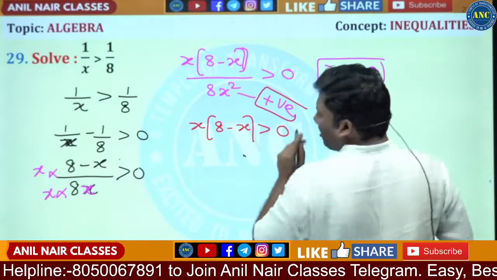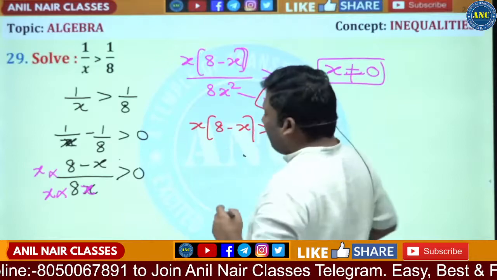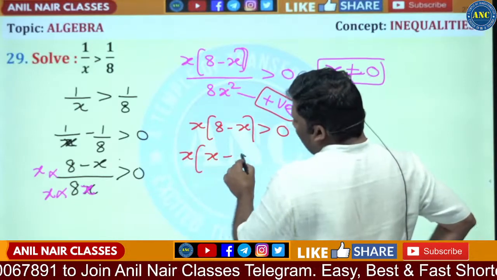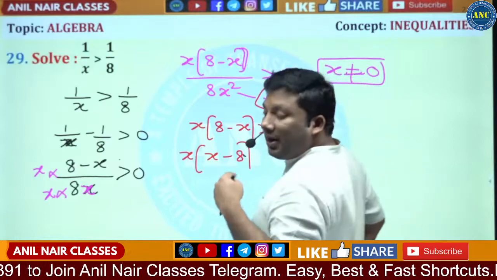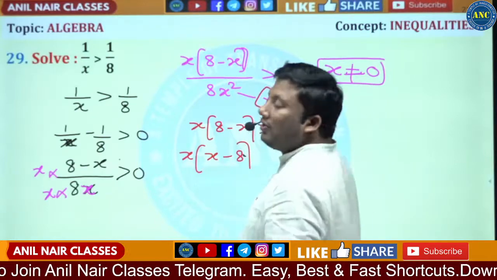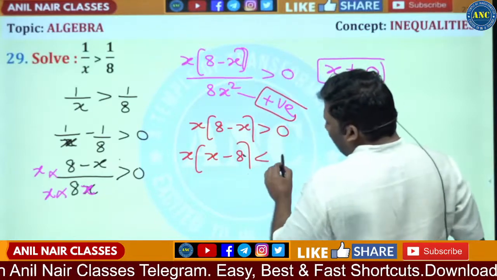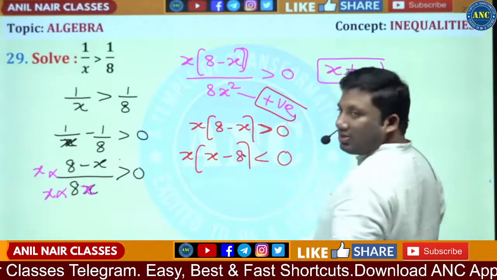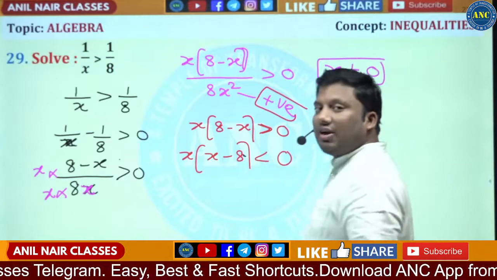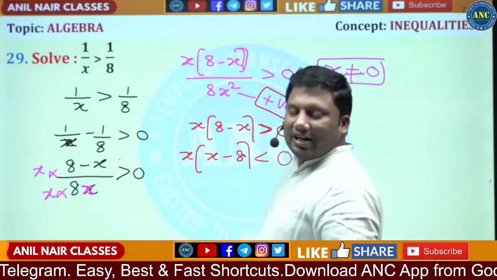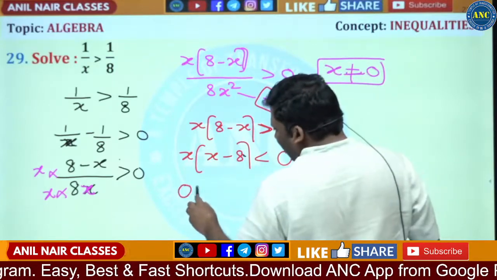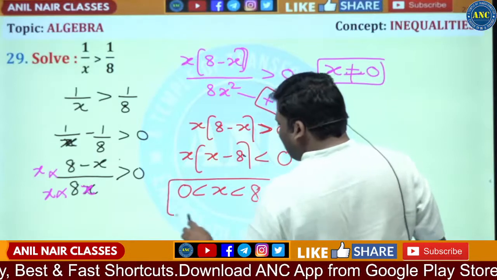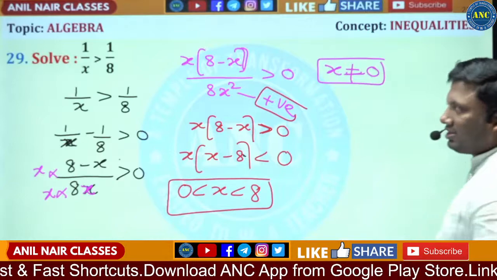So what I will do is multiply this by a negative. I will get x minus 8. When you multiply by a negative value, the sign changes. So x into x minus 8 is less than 0. That is, x minus alpha into x minus beta is less than 0, which means x lies from alpha to beta. So 0 less than x less than 8.